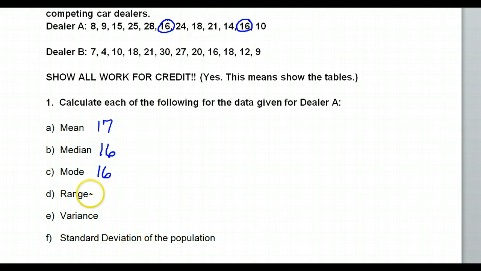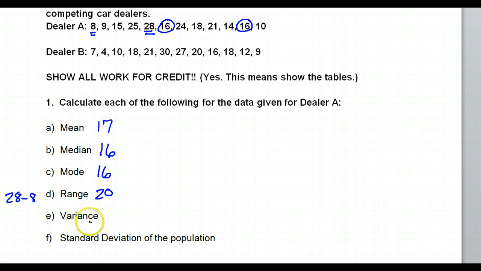Now the range. The range is going to be the highest number minus the lowest number. So at a glance, the highest number appears to be 28, and the lowest number appears to be 8. Okay, I think that's right. So 28 minus 8 is how you would do the range. That's why the range is 20.